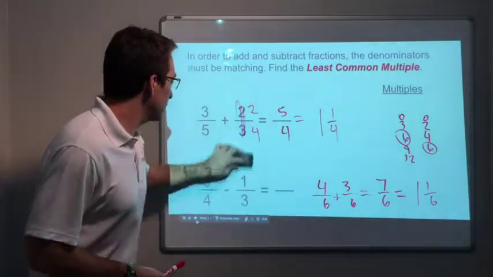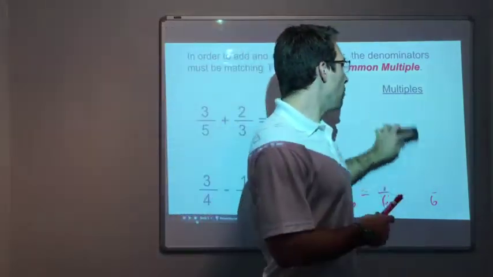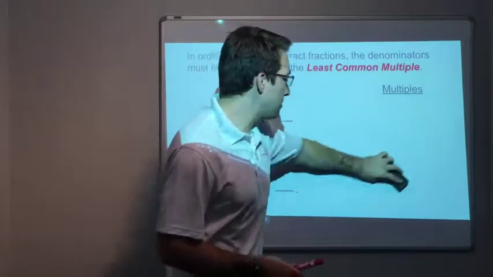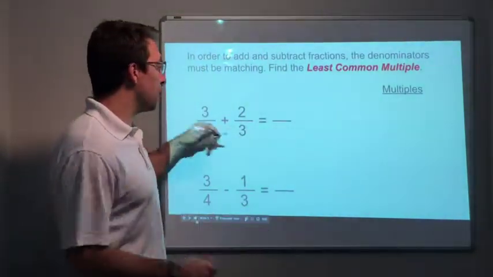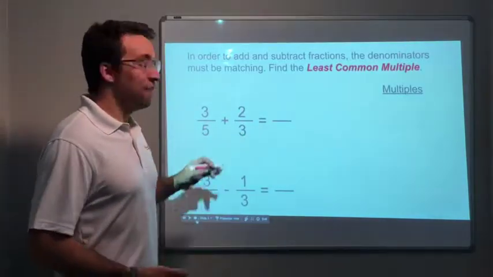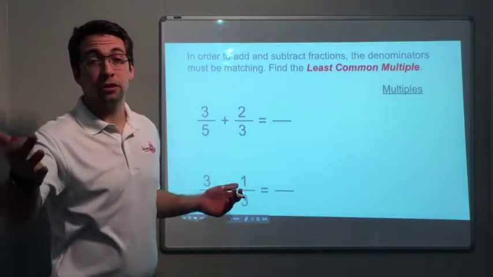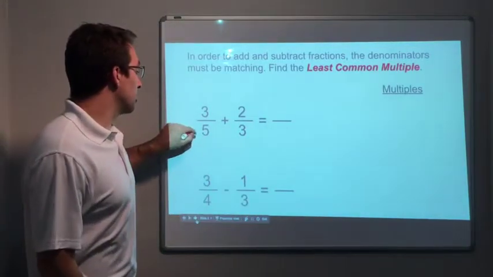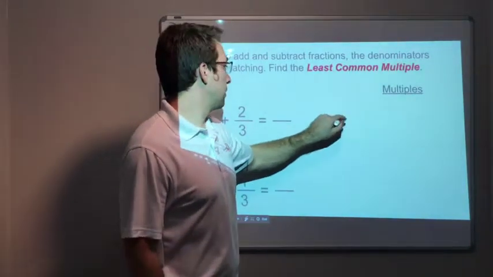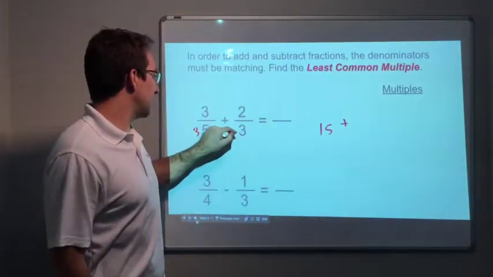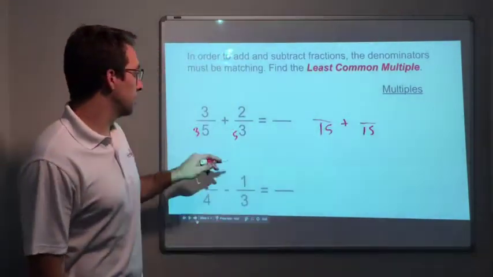Okay, so same thing over and over and over. We have to find our common multiples, so that we can change our denominators to those common multiples. So for 5 and 3, we can instantly think 5 times 3 is 15. So we multiply 5 times 3 to give us 15, and then multiply 3 times 5 to give us 15. Now we have common denominators.